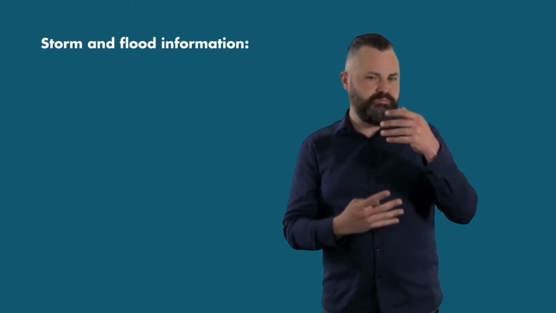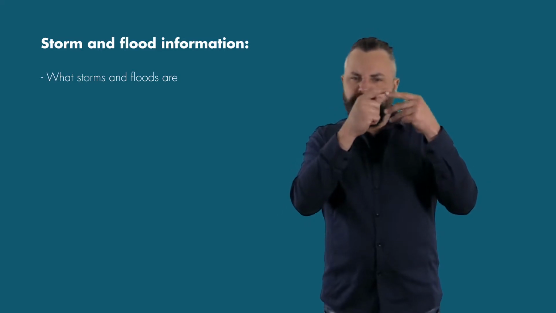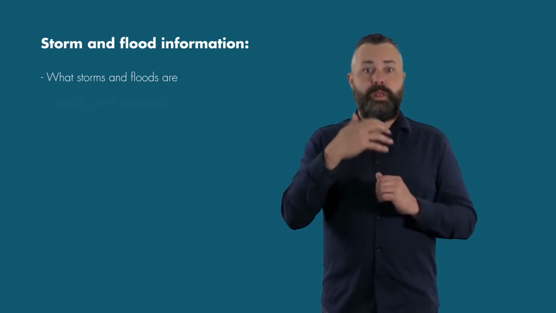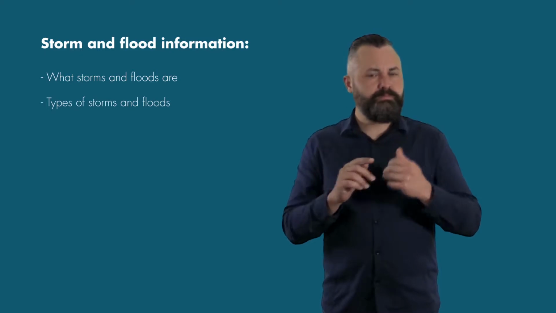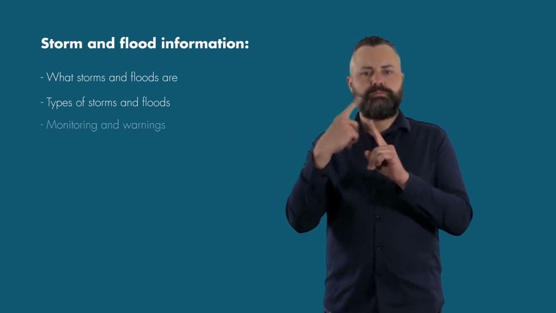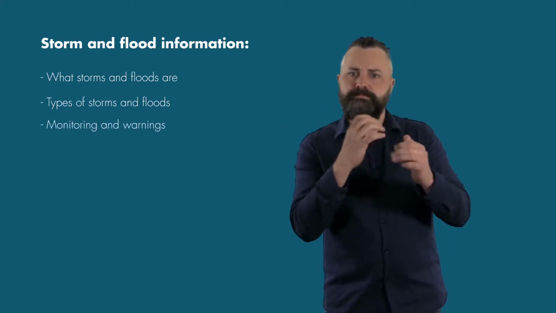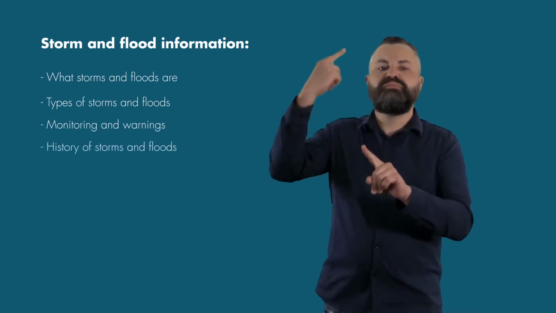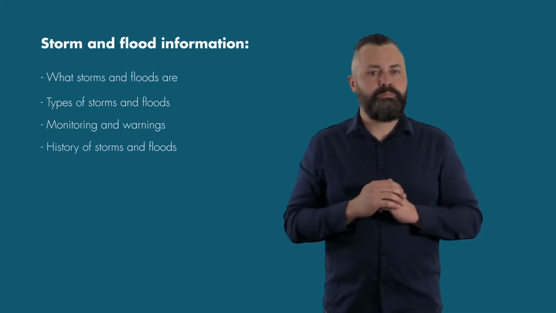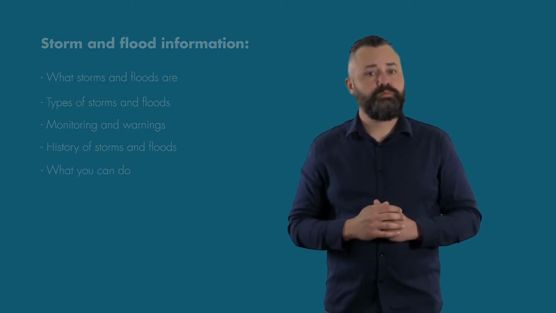I will outline some information about Australia's storms and floods. I'll provide the definition of storms and floods and their different types. I'll outline the process for storm and flood monitoring and warnings and the actions that community members can take to prepare and stay safe in the event of a storm and flood. I'll describe a brief history of storms and floods. I'll explain what you can do in the event of a storm and/or flood.